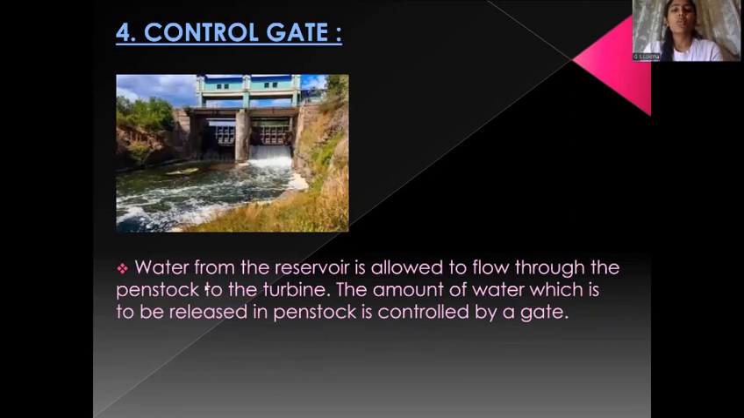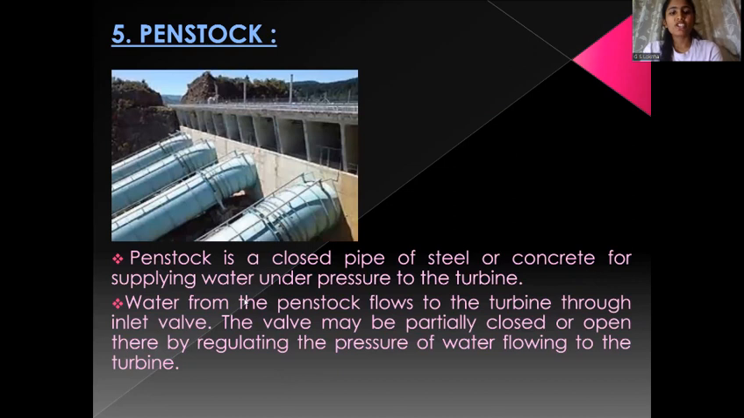Control gate. Water from the reservoir is allowed to flow through the penstock to the turbine. The amount of water to be released into the penstock is controlled by the gate. Penstock. A penstock is a closed pipe of steel or concrete for supplying water under pressure to the turbine. Water from the penstock flows to the turbine through the inlet valve. The valve may be partially closed or open, thereby regulating the pressure of water flowing to the turbine.